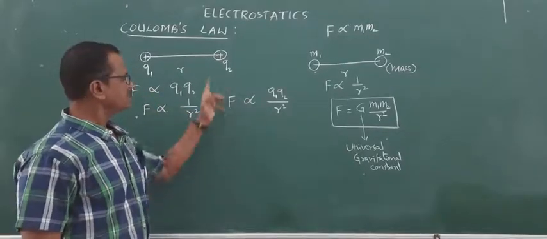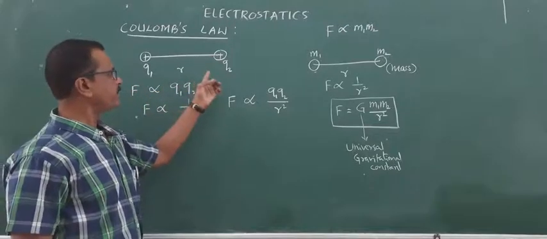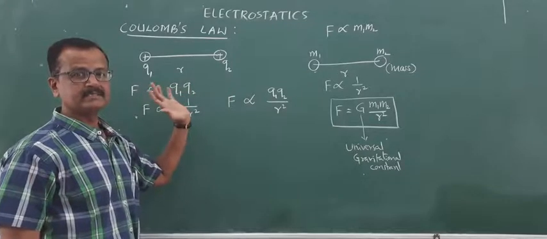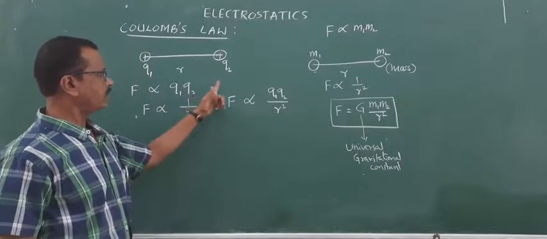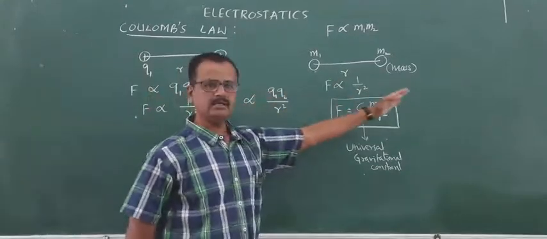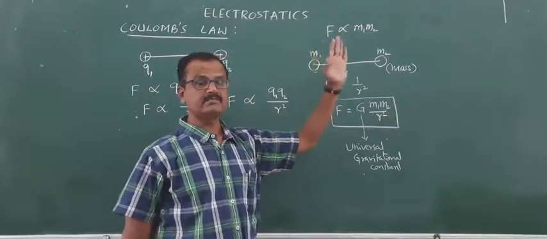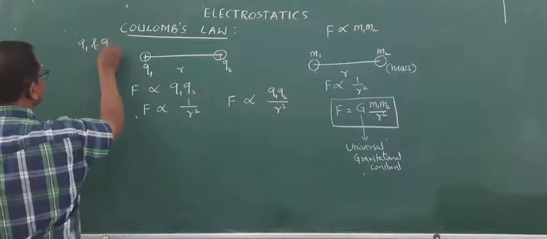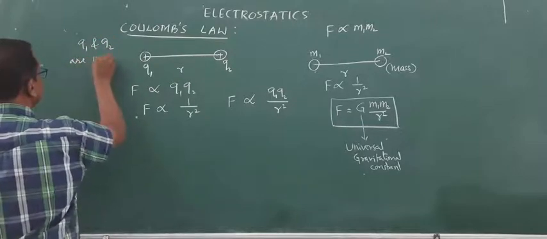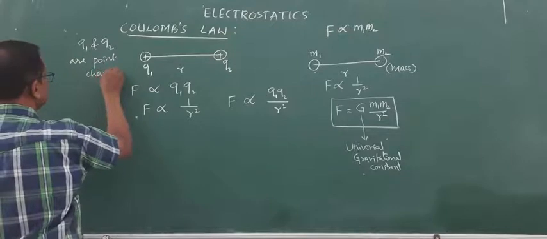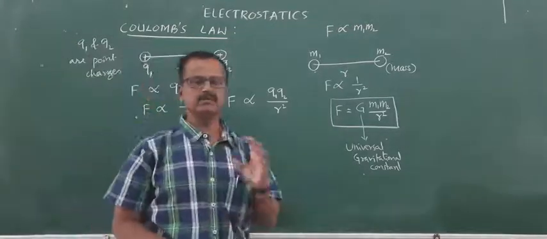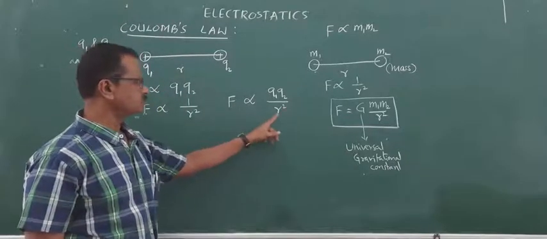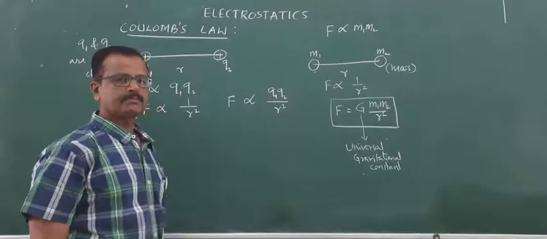Now, these are the charged bodies, considered as point charges, right? Q1, Q2 are the point charges, just like M1, M2 are the masses which we termed as point masses. It means we are neglecting the dimensions of those charged bodies, right? So F is inversely proportional to the square of the distance and directly proportional to the product of charges.